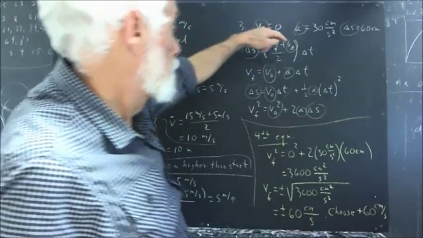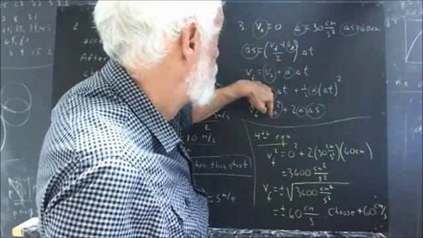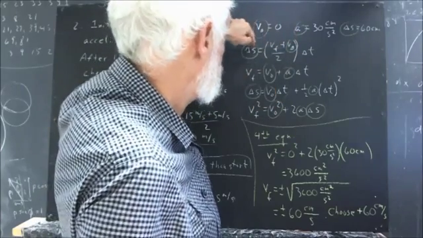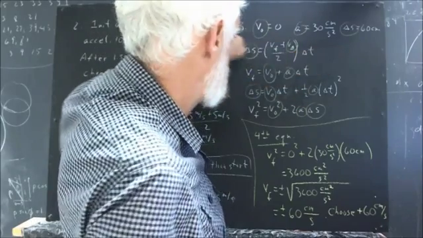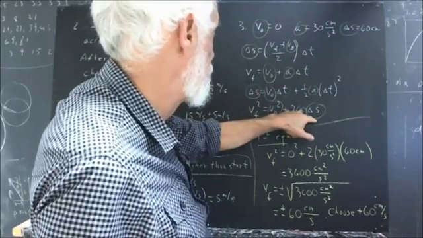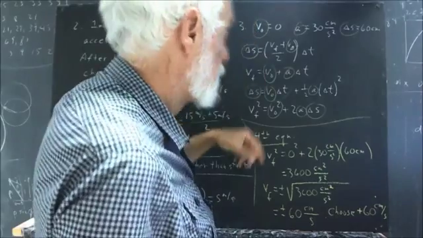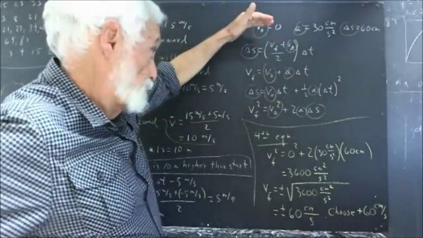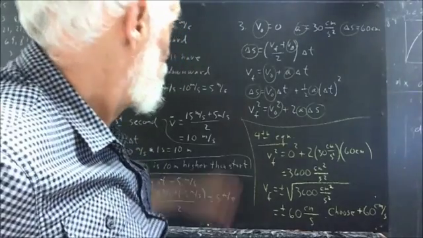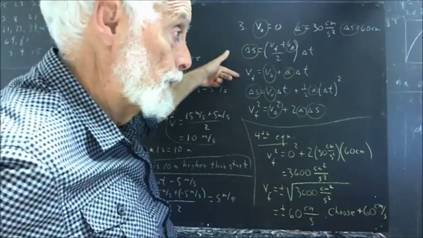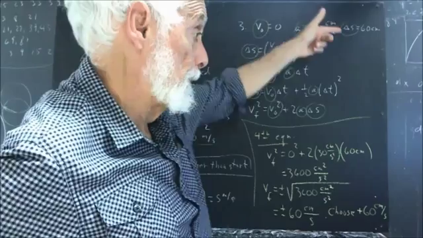Okay, so we circle all our V naughts. We circle all our A's, none here, 1 here, 1 here, and 1 here. And we circle all our delta S's here, here, and here, and here. 4 of them. Okay. Then we can quickly recognize that neither of the first 2 equations is going to work with this information.